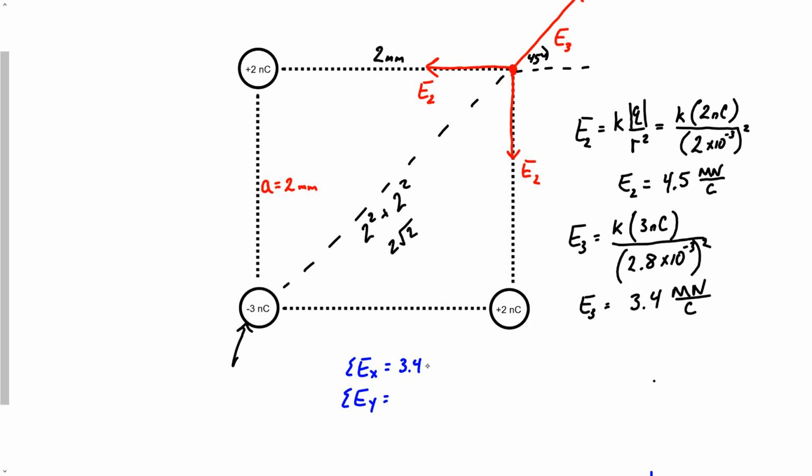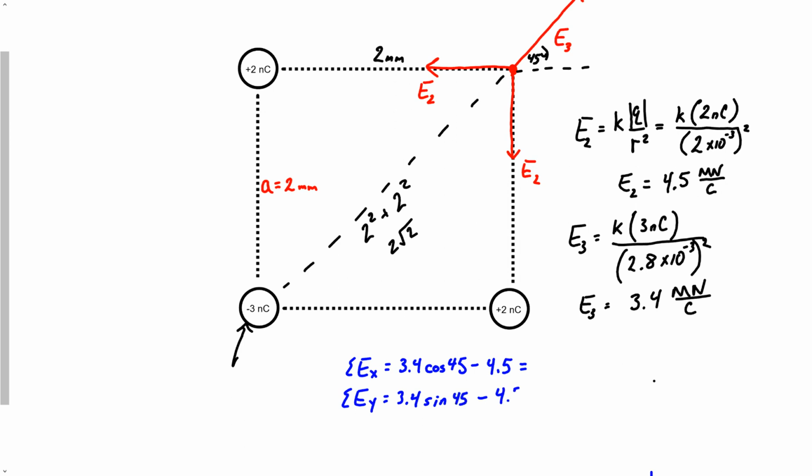So I'm going to have a 3.4, let's see, that would be cosine of 45 minus my other charge. So I'll look for a negative x, so that's E2, so minus 4.5, and that would be equal to something. And then I'm going to do the same thing for my y. So I've got a component of E3, so that would be 3.4 sine of 45. And then I'm going to subtract the negative. So that's my E2, so that's 4.5.